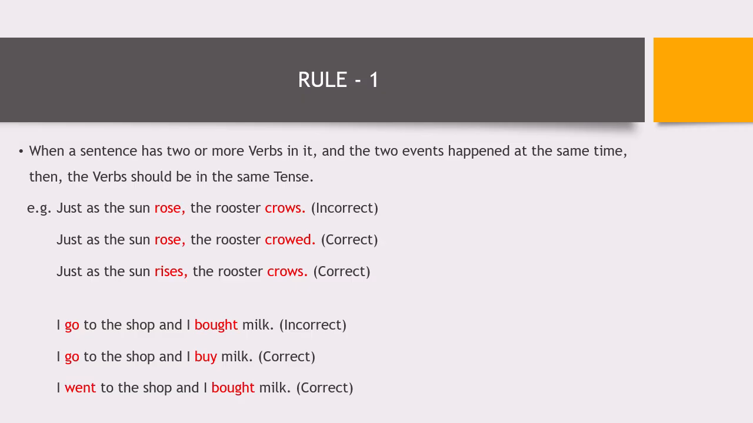2. I go to the shop, and I bought milk. Incorrect. I go to the shop, and I buy milk. Correct. I went to the shop, and I bought milk. Correct.